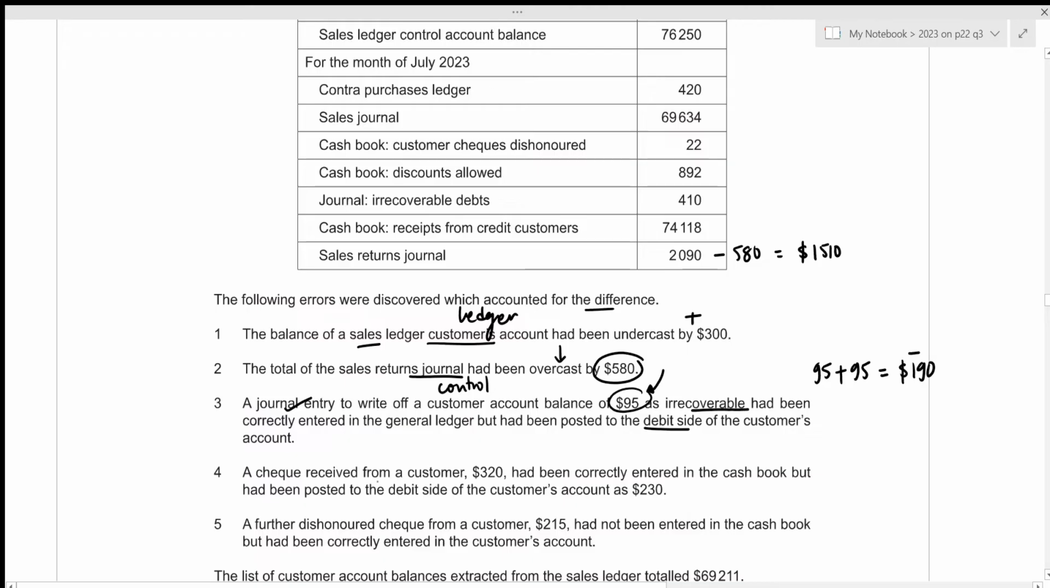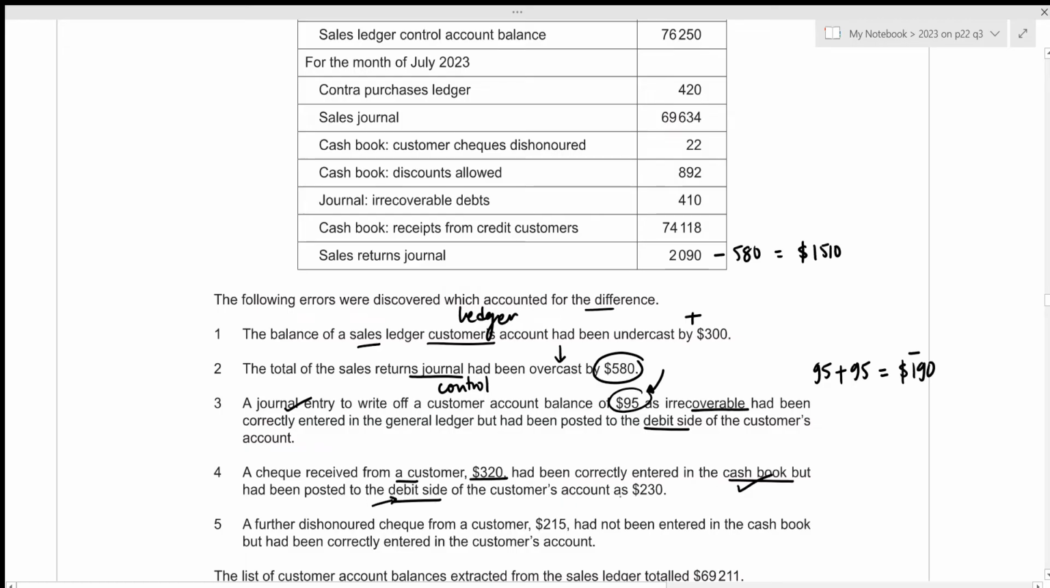For the fourth one, a check received from a customer 320 had been correctly entered in the cash book, which is our book of prime entry, so we'll have no problem for our sales ledger control account, but it had been posted to the debit side of the customer's account as 230. Again, it's an error on the opposite side because we received the check from the customer, which means that the customer is the giver in this case, and the giver should always be on the credit side.